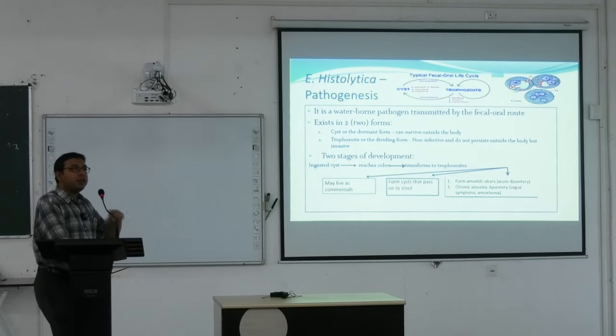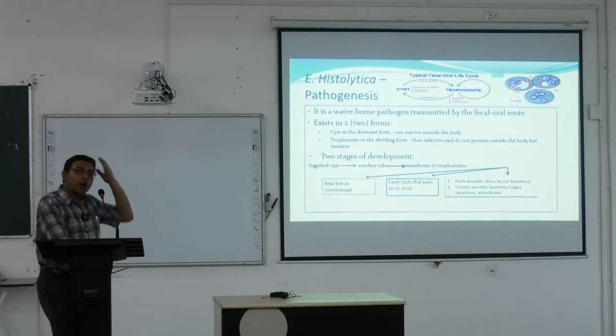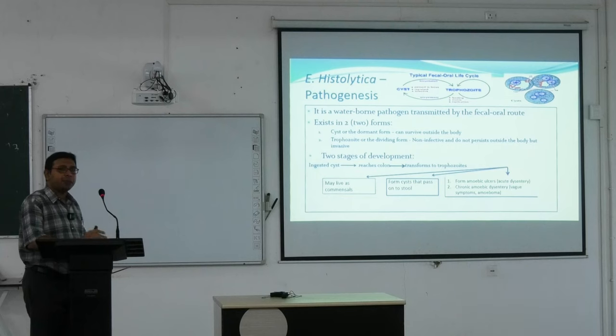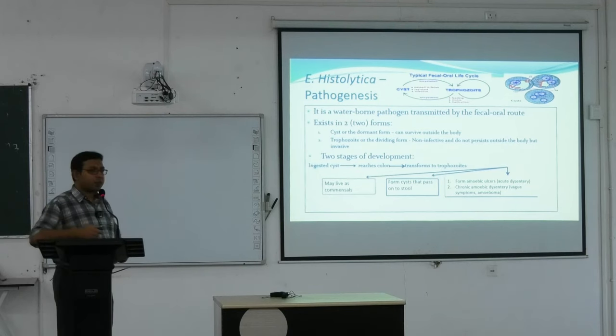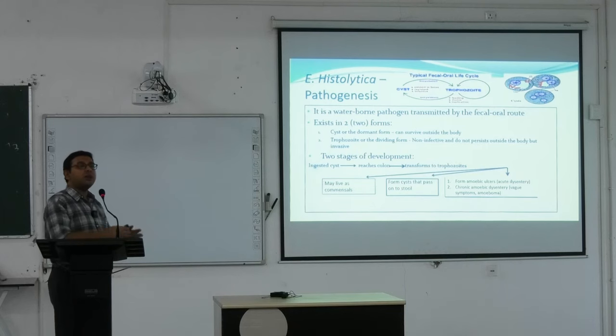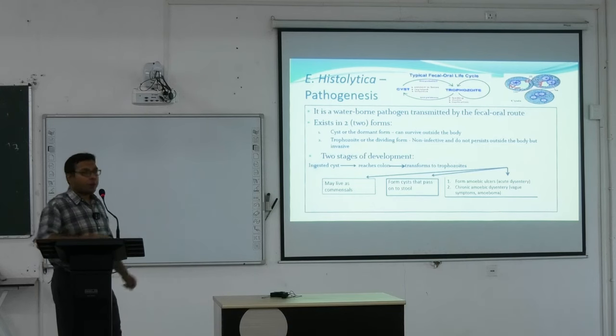If we ingest cysts due to contaminated water or contaminated food or something like that, it reaches the colon and transforms from the cyst to trophozoites. Then this cyst can either live as a commensal without much problem, but it will transmit the disease to other persons. From the cyst that passes into the stool, again it is transmitted by the fecal-oral route to other persons.